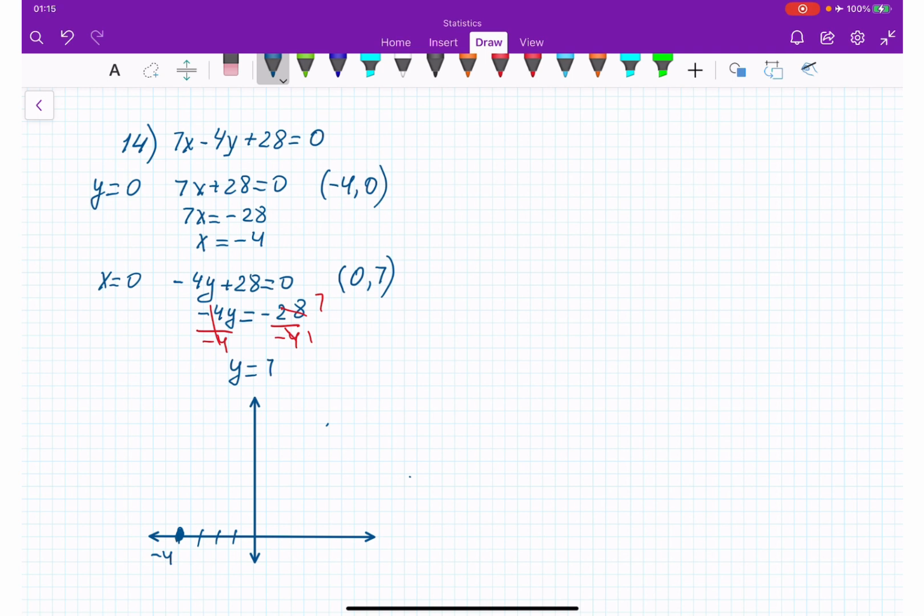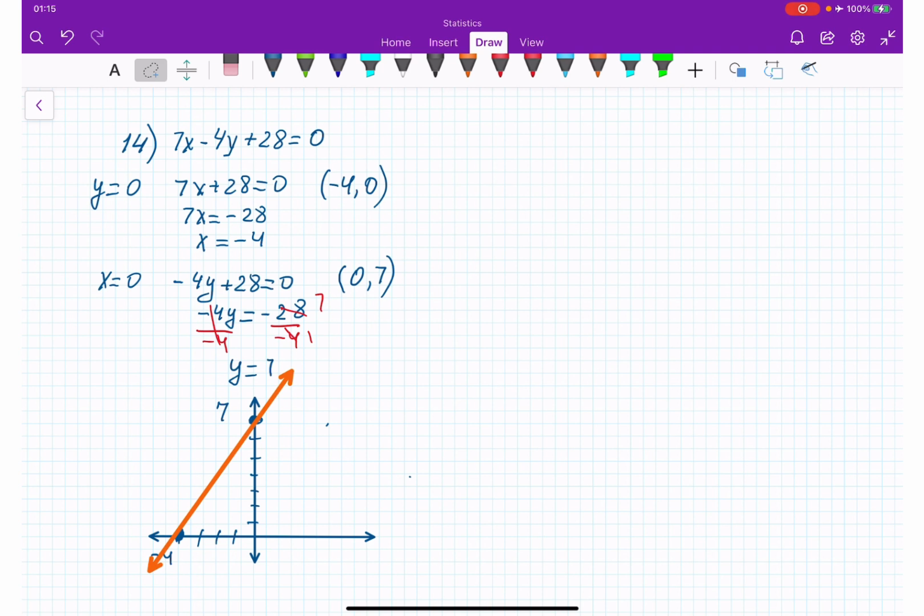Second point, we have 0, 7. So 7 is my y here. So I'm going 1, 2, 3, 4, 5, 6, 7. This is my second point. And I'm building the graph. Approximately going through the point. This is my graph.